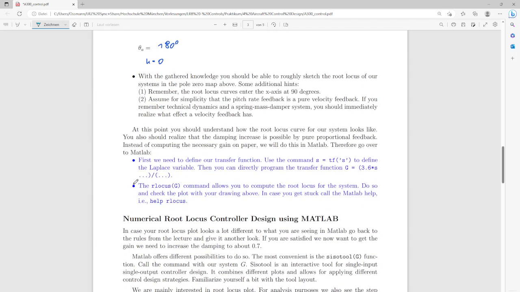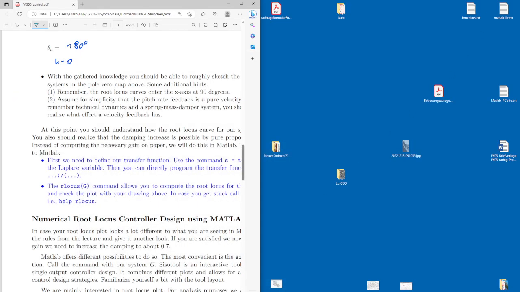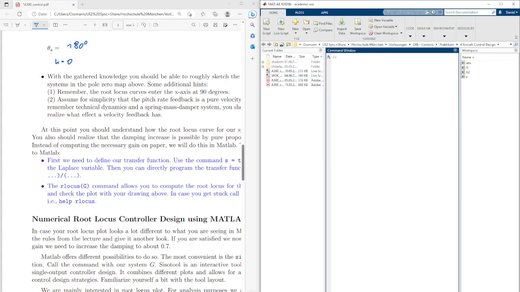Okay, at this point you should understand how the root locus curve for the system looks. You should also realize that damping increase is possible. Instead of computing the necessary gain on paper, we will do that this time in Matlab, right? So we're not going to solve the angle criterion. We have done that a couple of times now, so it shouldn't be a big hazard. So we're going to do the whole thing in Matlab, and I'm going to try to hop over to Matlab and see if we can get this done.